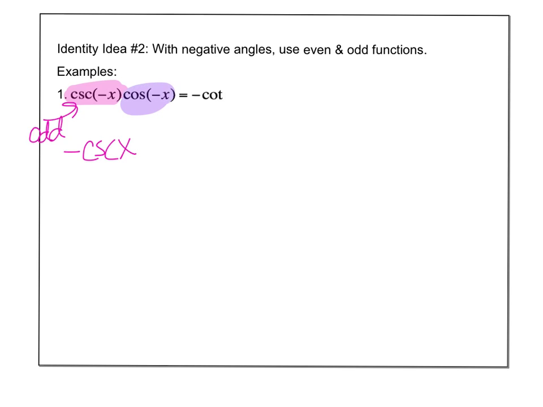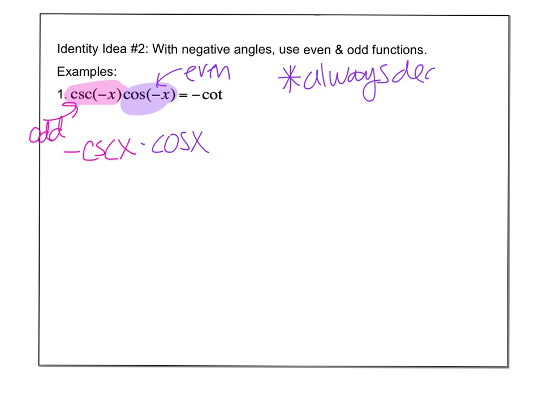And then we look at cosine. Cosine is even. So since cosine's an even function, it actually doesn't change the sign, it just stays cosine x. So you need to think about whether they're even or odd and what's going to happen to the sign. That only applies when they're negative angles, and you should always deal with the negative angles first. So if you see them in the problem, try and figure out what's going to happen to the sign based on if they're even or odd. So always deal with negative angles first.